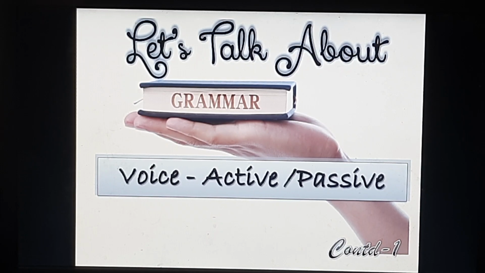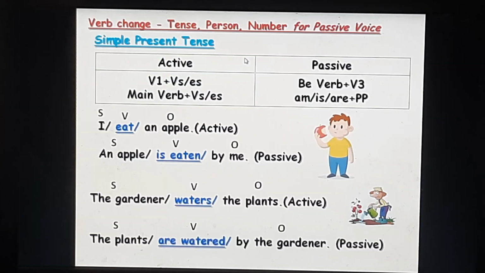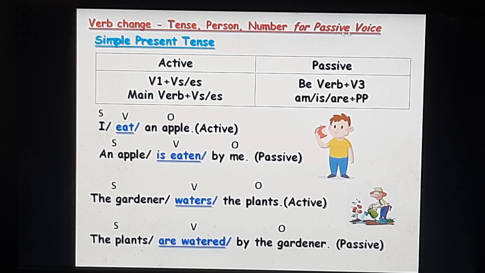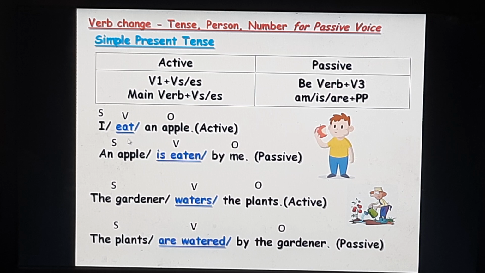Let's continue, children, with active voice and passive voice. We shall see about verb change in tense, person, and number for passive voice. Now, remember, the verb will change according to the number and person of the subject. Now, let's see the simple present tense.